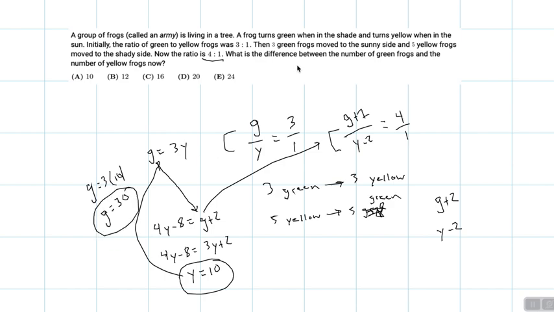And what this is asking us is, what's the difference between the number of green frogs and the number of yellow frogs now? Well, the number of green frogs now is g plus 2. So that's going to be 30 plus 2, which is 32. And the number of yellow frogs now is going to be that 10 minus 2, which is 8. So the difference is 32 minus 8, which is 24. So the answer is choice E.